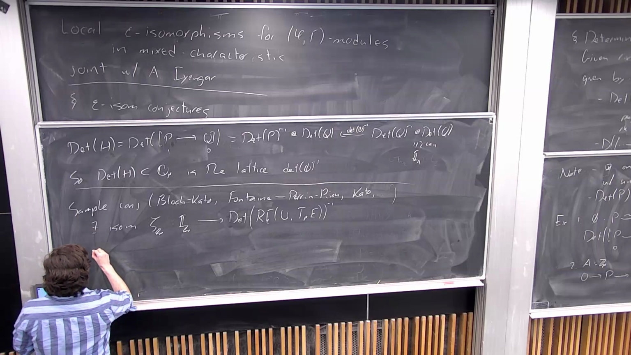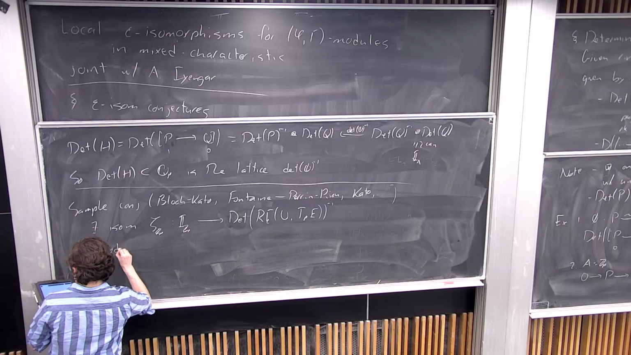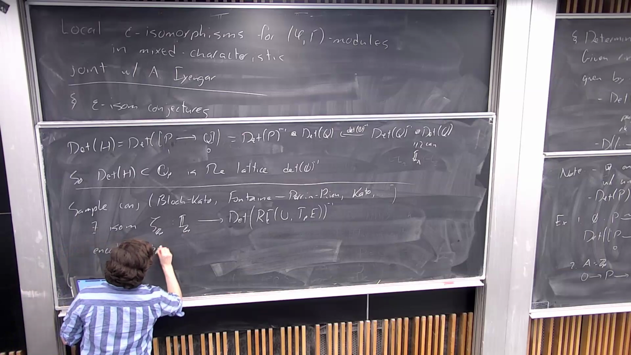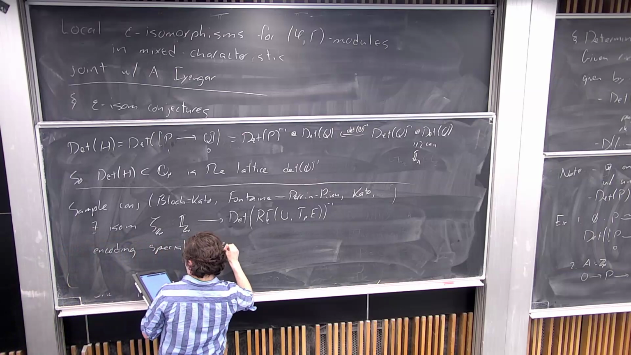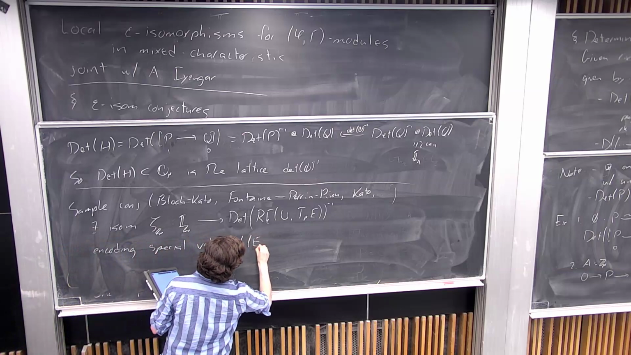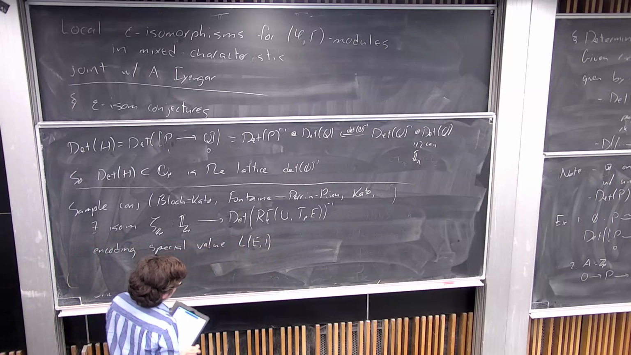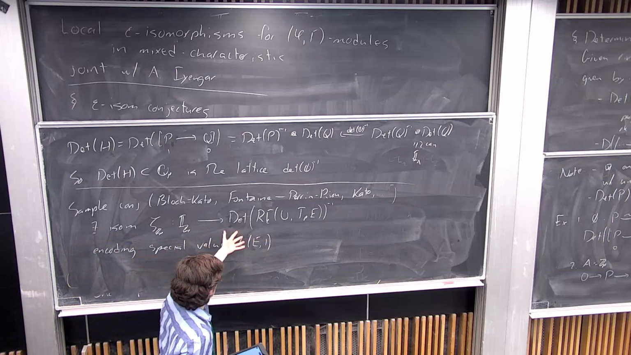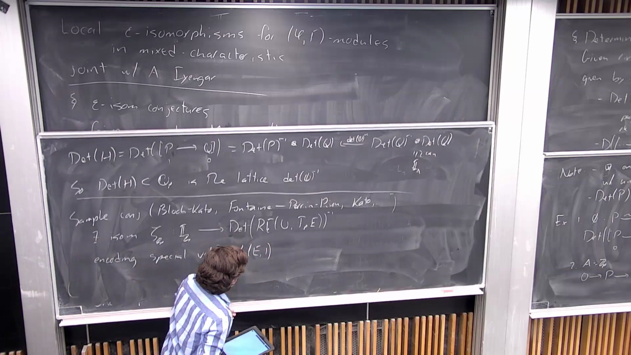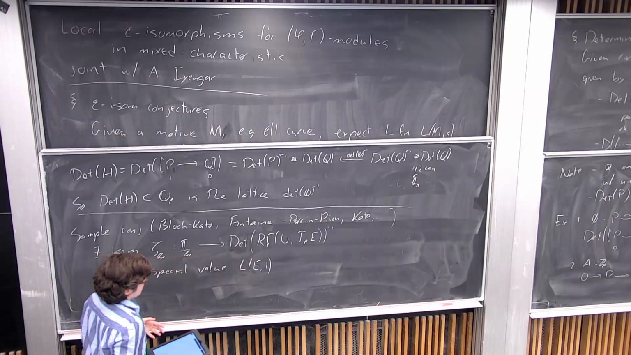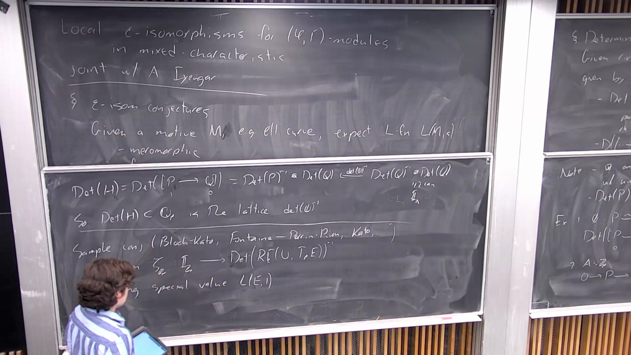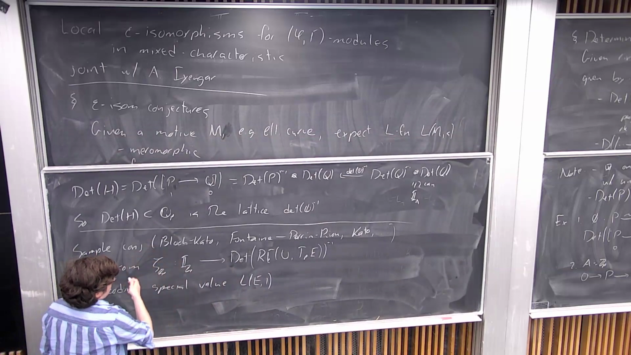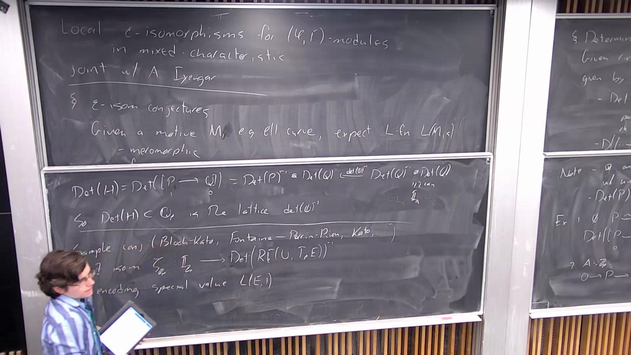Which encodes the special values, LE1. And again, this value is supposed to have to do with things like the Mordell-Weil rank, as well as the order of the Tate-Shafarevich group, various regulators. But that should all be packaged together by this isomorphism.